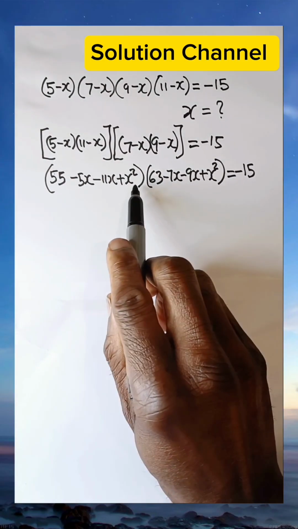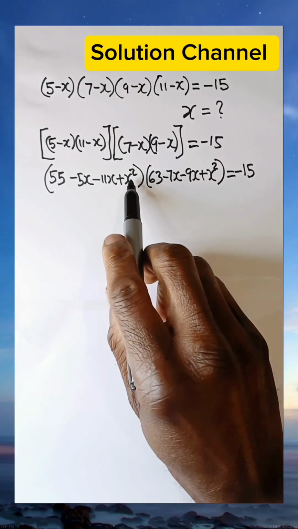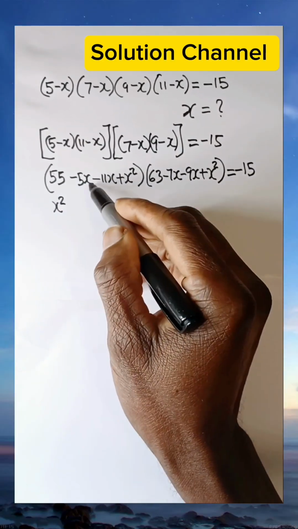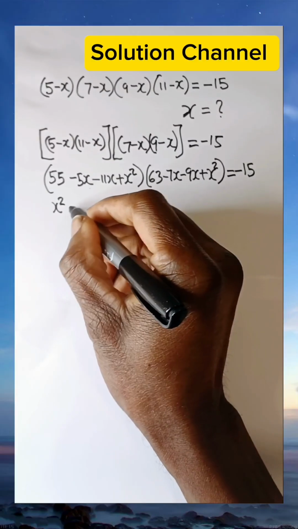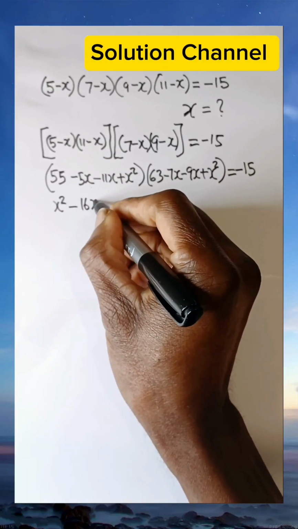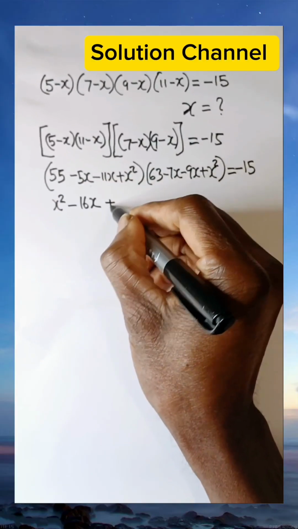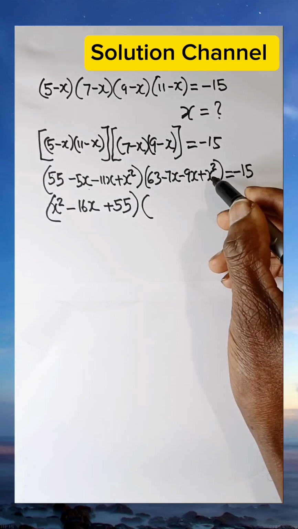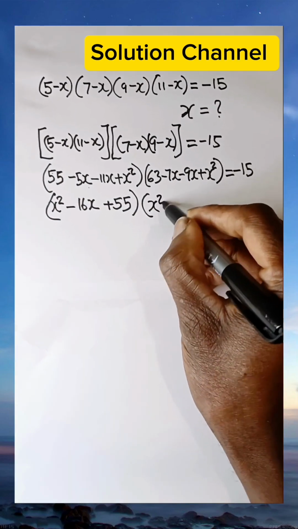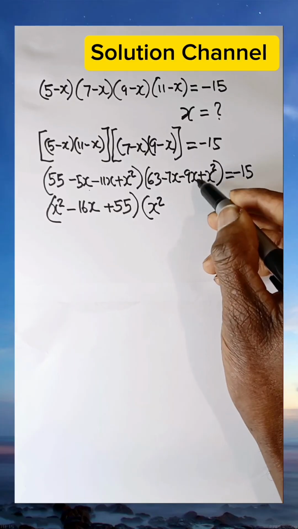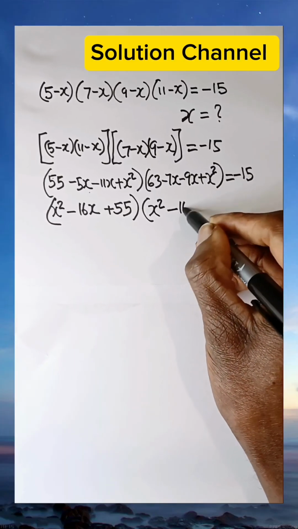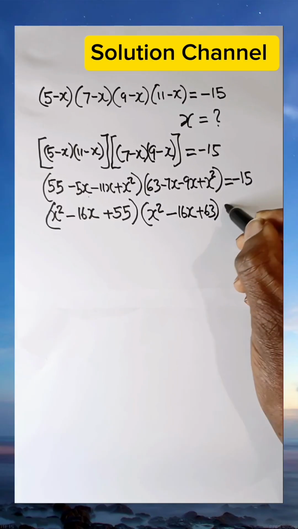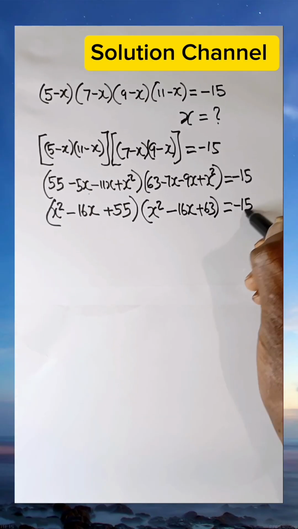Now let us rearrange and combine the like terms. Here we have x squared. Minus 5x minus 11x is going to give us minus 16x. And here we have plus 55. Times, here we have x squared. Minus 7x minus 9x is going to give us minus 16x. And here we have plus 63. And this is equal to minus 15.